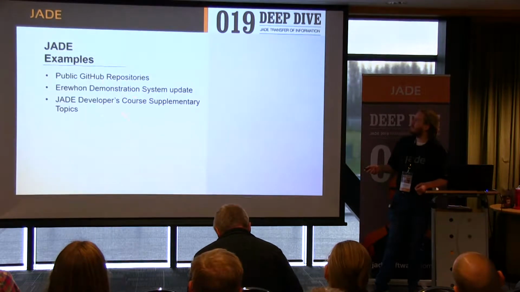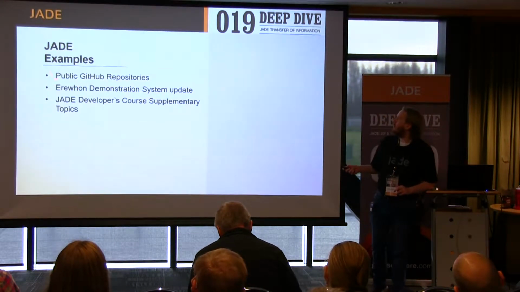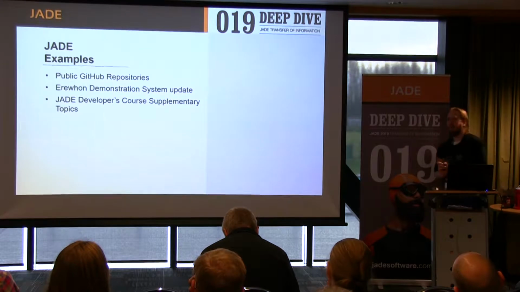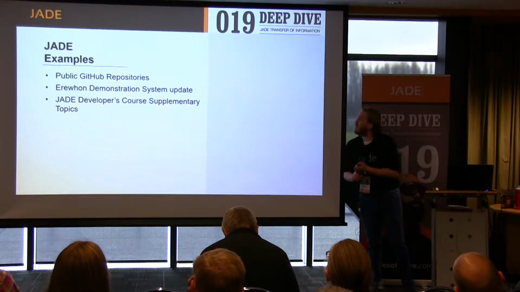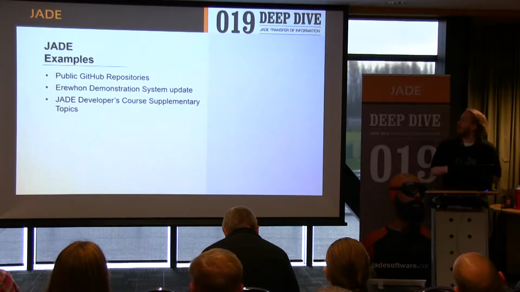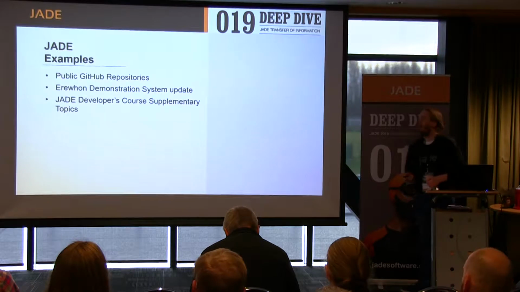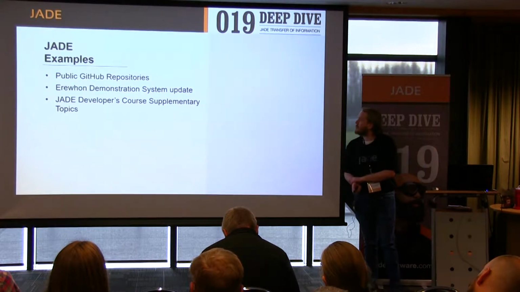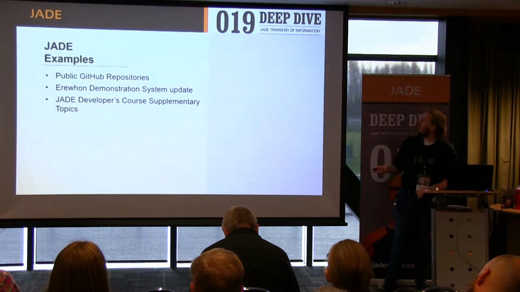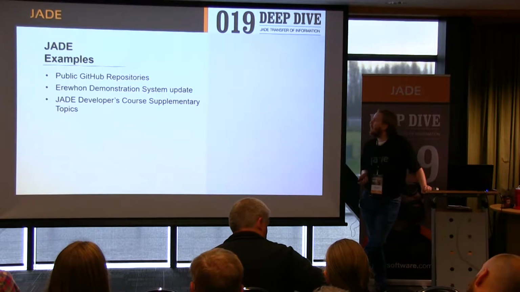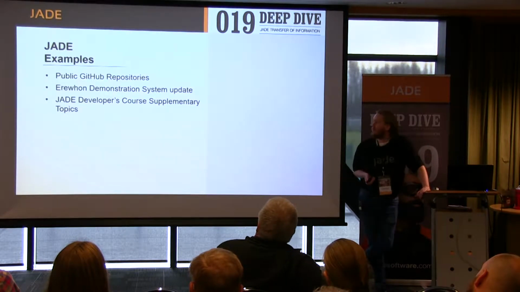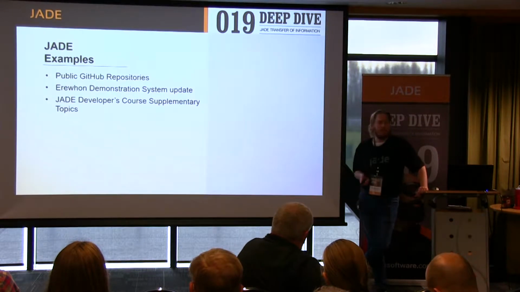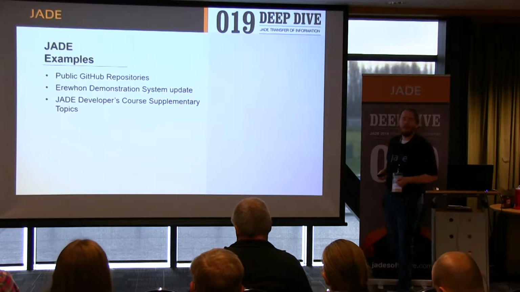So, three things that we've got coming in this section. First of all, you've seen the public GitHub repositories. We looked at the ATCG. ATCG lives on the public GitHub. The other one is when I did the Git client demo, we also grabbed Euroone off the public GitHub, so we'll look at what changes we made around that. We've also done a little bit of an update to the Euroone demonstration system. And finally, the JADE developers course, which by the way, there's one coming up, more about that later. We've done quite a lot of extensions to that course. We've got a whole lot of supplementary topics that are going to be really useful for when you're bringing junior developers on board, to go a little bit further in getting everyone up to speed.